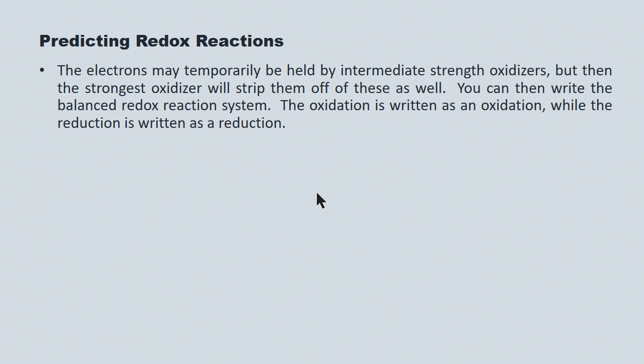Some intermediate strength oxidizers may gain the electrons temporarily, but ultimately the strongest oxidizer will strip the electrons off of these as well. After you've done this work, you can write a balanced chemical redox reaction for the system and make a determination whether or not a spontaneous reaction will take place.